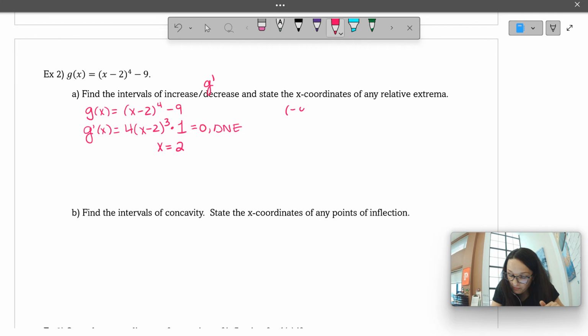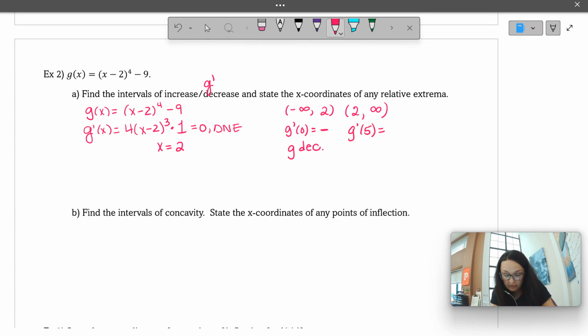And so then from negative infinity to 2, G's doing something, and from 2 to infinity, G's doing something. So G prime of 0, which is between negative infinity and 2, is going to be 4 times negative 2 cubed, which is negative, times 1. So G prime of 0 is going to be negative, which means G is decreasing. And then G prime of, let's say, 5 is going to be 4 times 3 cubed times 1. That's positive. So G is increasing there.